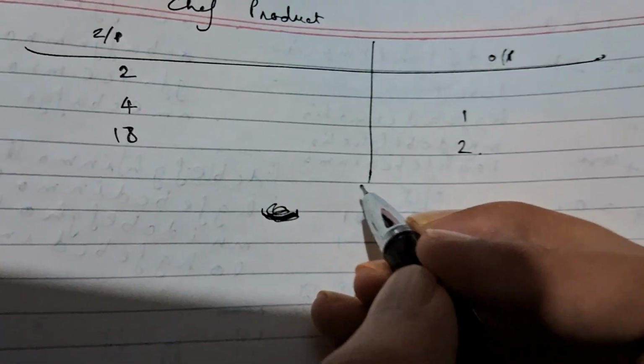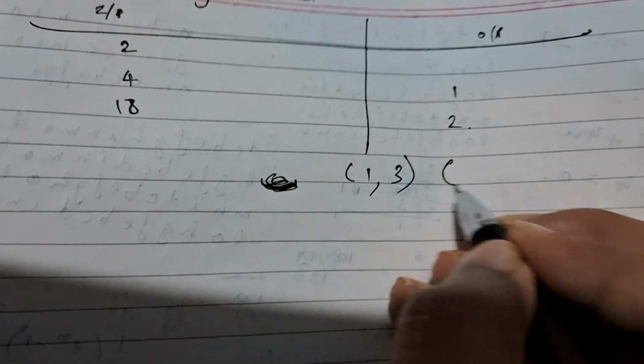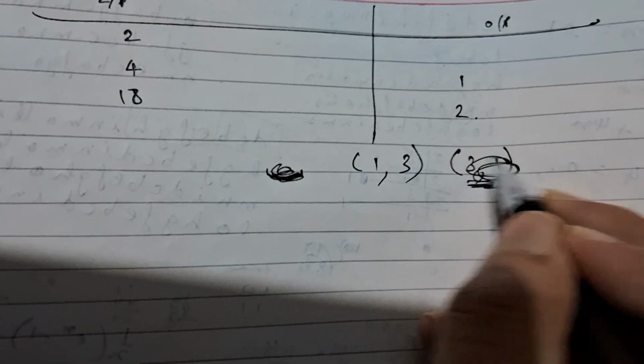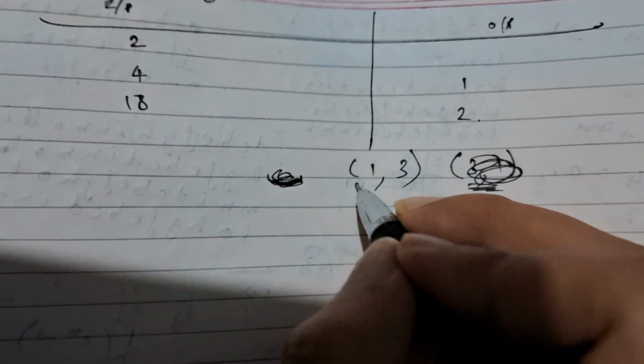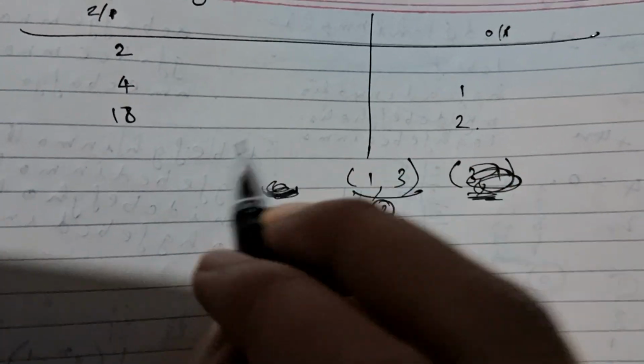So for 4, there is only one possible, that is 1 and 3, or there are others also, like 3 and 1. But we have to find the number of distinct sizes, so only a size of 2 is possible. Okay, clear?